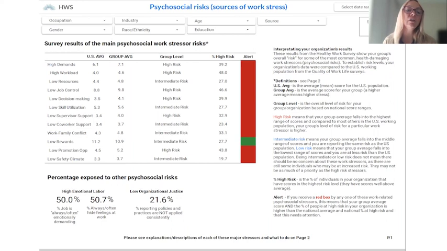And in addition, we also tell you the percentage of people within the organization that fall into that high risk category. There's a red flag put next to those issues that are of most concern, and this should help your organization to prioritize what the major work stress issues are and should be attended to.